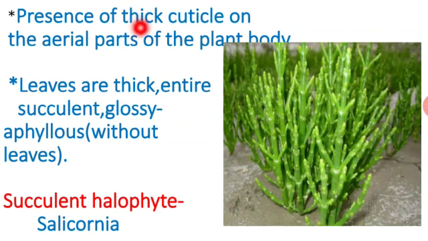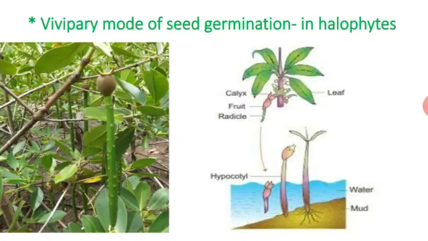A thick cuticle is present on the aerial surface of the body. Some plants have leaves that are entire, succulent, thick, glossy, or aphyllous. Aphyllous means without leaves. Such plants are also found, and they are named as succulent halophytes. For example, Salicornia. In Salicornia there are no leaves, but the entire body is a thick, succulent plant. So they are named as succulent halophytes.